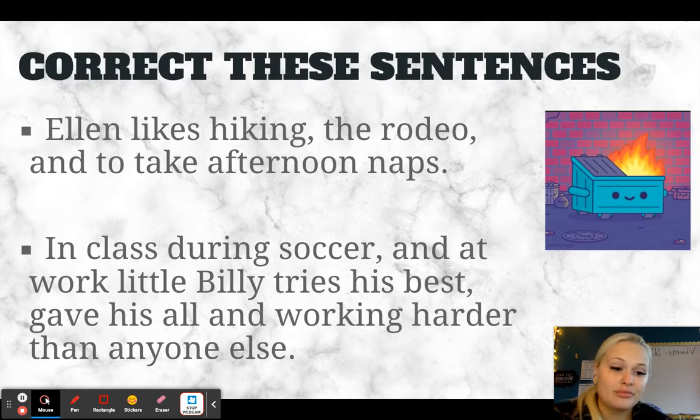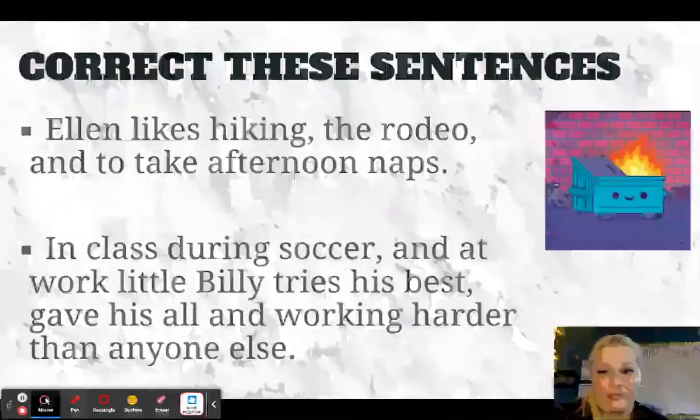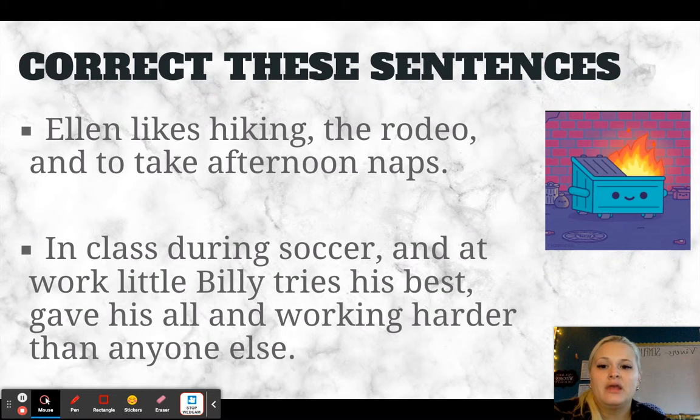Now, let's go ahead and try to correct these using our parallel structure. All right, these are dumpster fire sentences. They're awful. "Ellen likes hiking, the rodeo, and to take afternoon naps." Okay. "In class, during soccer, and at work, little Billy tries his best, gave his all, and working harder than anyone else." That one's a mess. So go ahead and pause the video. Let's try to put these into parallel structure. Let's add some commas to the second one. Let's get crazy with it. Pause. All right. Let's see how we did.